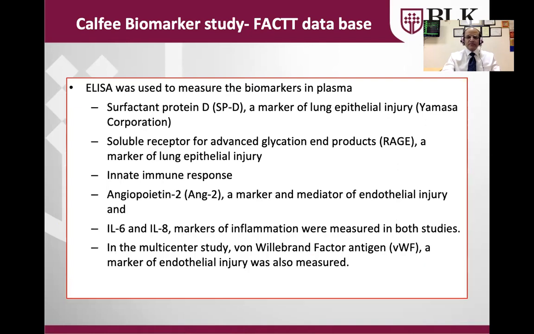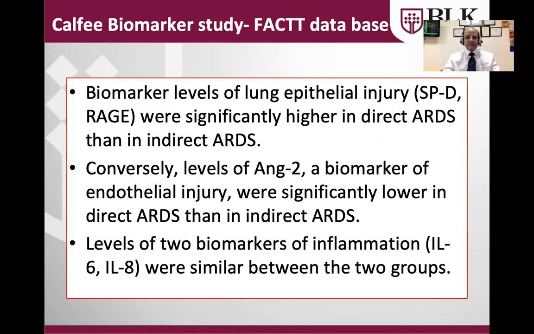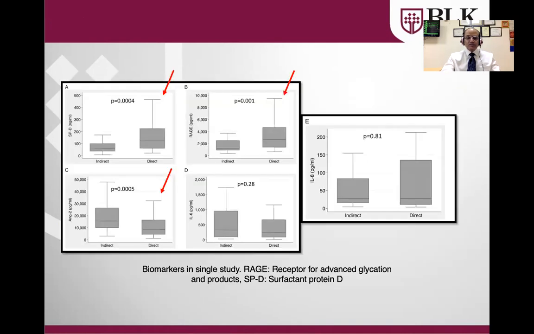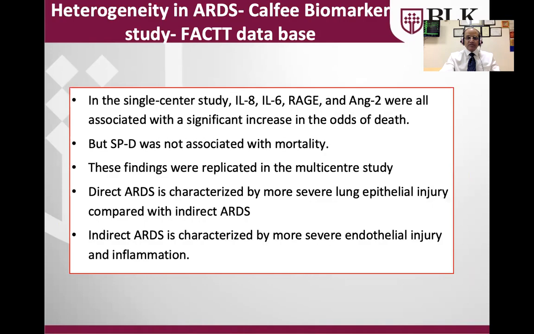They found that the biomarker of lung epithelial injury, RAGE, was significantly higher in direct ARDS than in indirect ARDS. Conversely, the level of angiopoietin-2, a biomarker of endothelial injury, was significantly lower in direct ARDS than in indirect ARDS. And IL-6 and IL-8 were found to be similar between the two groups. So this is again the same data. I'm skipping these slides in the interest of time.